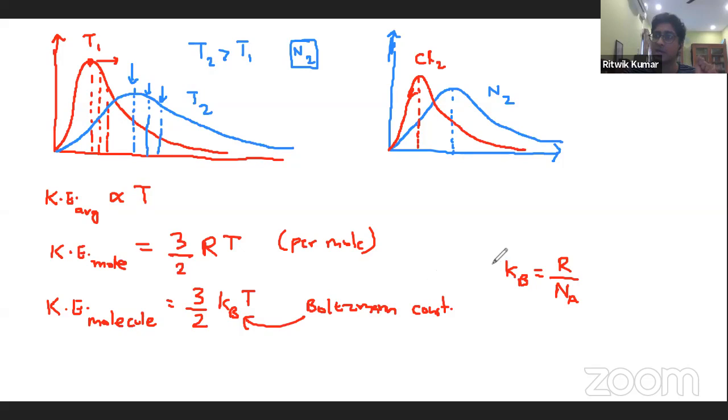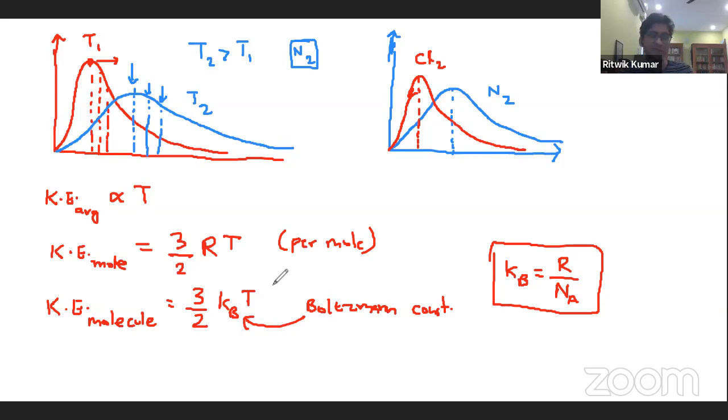Right? And kB and R are related in this manner. kB is equal to R by NA. This is clear? Make sure you don't make this mistake between these two expressions. Therefore, two different things, a molecule and a mole. So when you compare certain quantities, you have to use the correct expression.